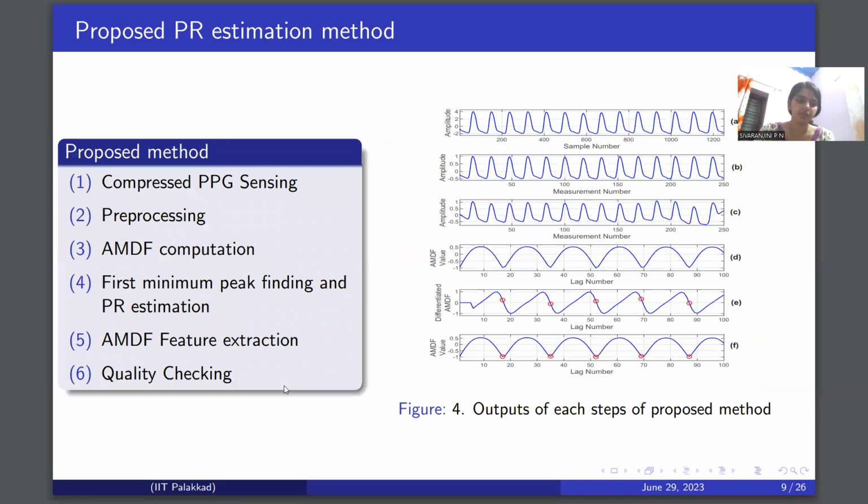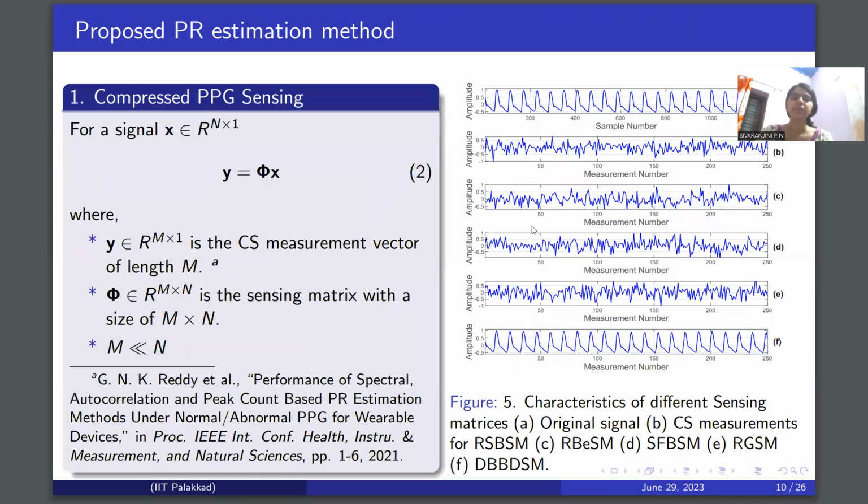The major steps are the compressed PPG sensing, pre-processing, AMDF computation, first minimum peak finding and pulse rate estimation, and AMDF feature-based signal quality assessment. The outputs of the various steps are shown in the figure on the right.